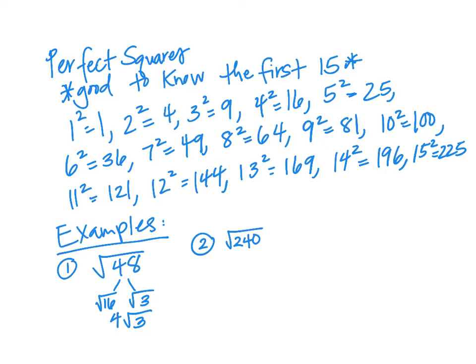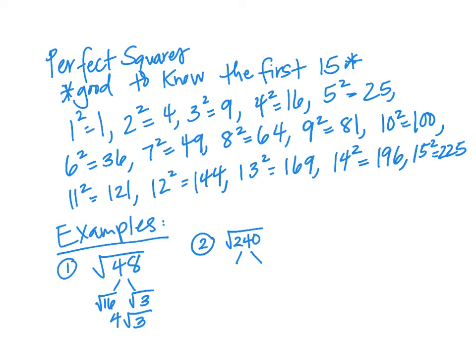Let's do the square root of 240. So we're going to work our way down our perfect squares. We can't divide it by 225. We can't divide it by 196. We can't divide it by 169. We can't do 144. We cannot do 121. We can't do 100. We can't do 81. We can't do 64. We can't do 49. We can't do 36. We can't do 25. But we can divide it by 16.